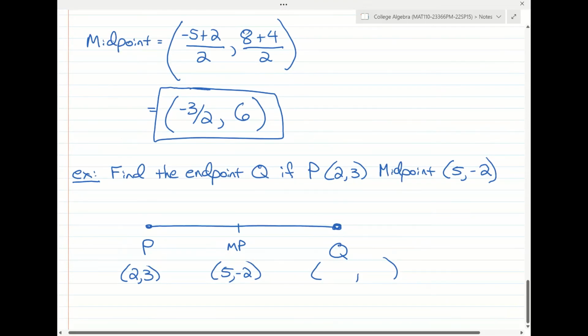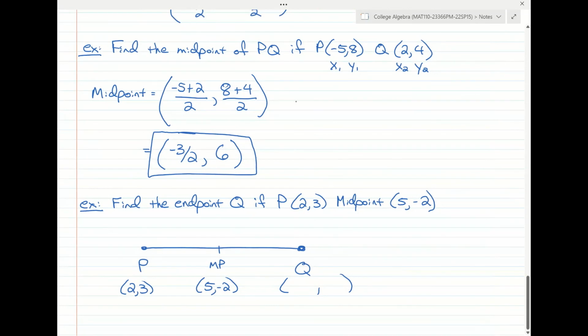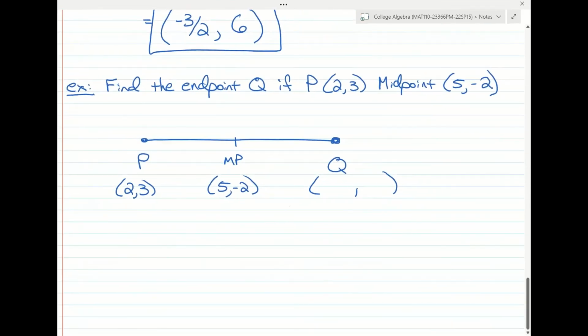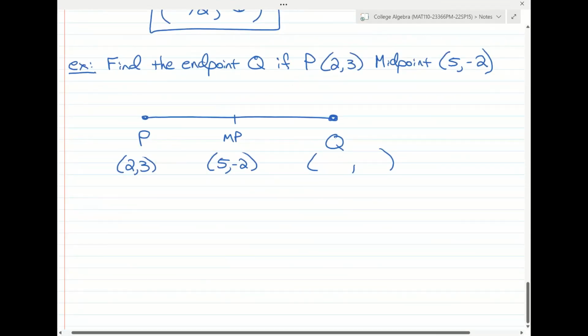That's different than the last problem we just did. In the previous problem, we knew point P was negative 5, comma, 8. We knew point Q was 2, 4, and we were looking for the midpoint. See what the difference is? The difference now is we don't have the other endpoint. This problem is really easy, though.